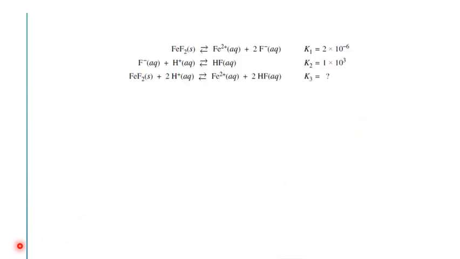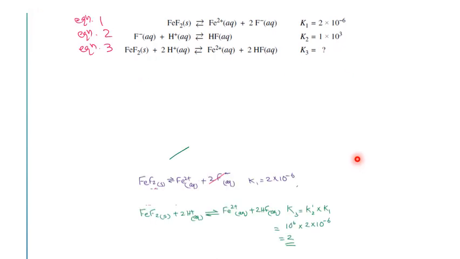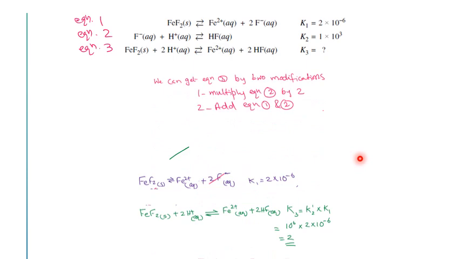And now pause the video and try this question by yourself to find K3 for this equation from these two equations, and then check your answer. You should have this answer. You have to follow 2 steps to get this answer. So first we multiply equation 2 by 2 and then add equation 1 and the modified equation.